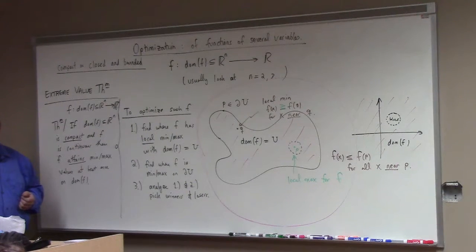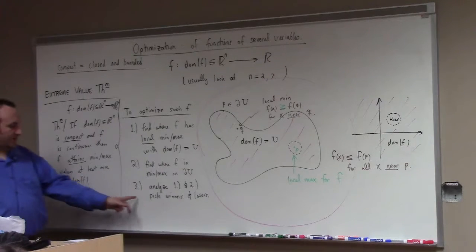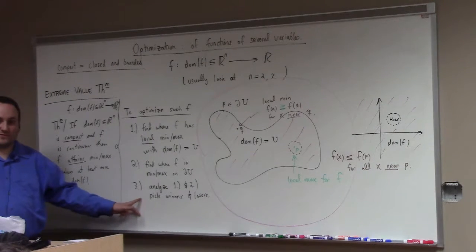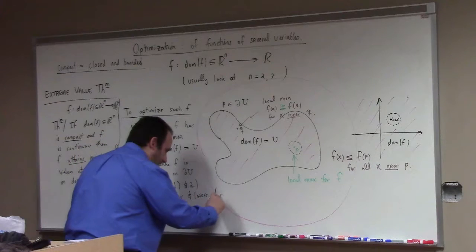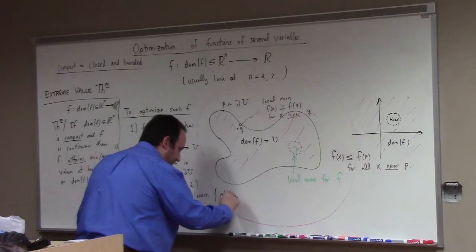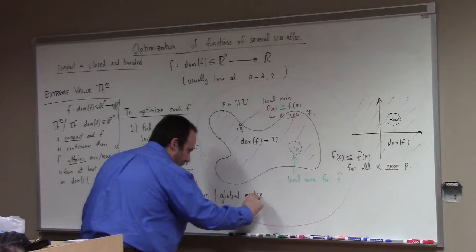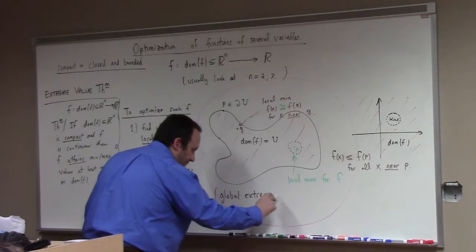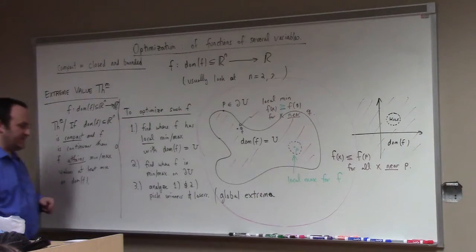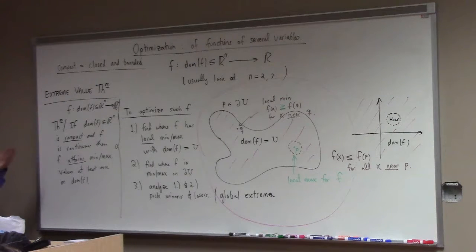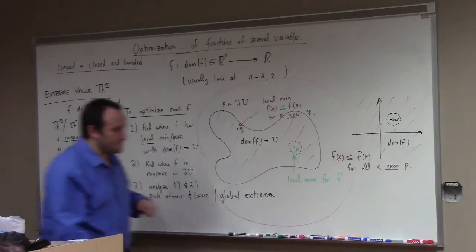All right? It's fairly easy to come up with examples of functions which do not have a global minimum or maximum. So what we're picking here in part 3 is the global extrema. But the global extrema, the mins and maxes, that's for the whole set, right? For the boundary and for the interior. Those may or may not exist for a function where the domain is not compact. Let me give you an example of that.